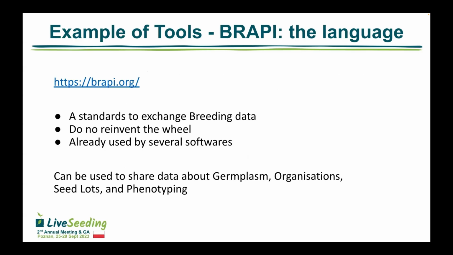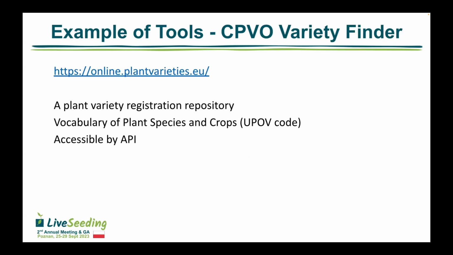So we propose a few tools that are not developed inside the project. We try to avoid creating new things, and instead reuse what already exists. One of these tools is BRAPI. It is a standard that can be used to exchange data between different breeding organizations. It has been used by a lot of organizations. We propose to use this format because it allows you to exchange data about germplasm, seed lots, and also phenotyping data between different software.